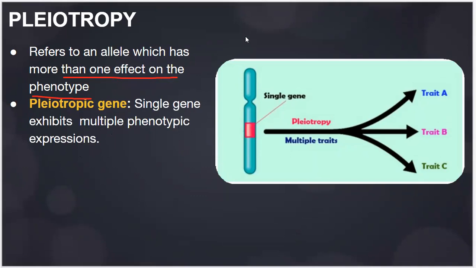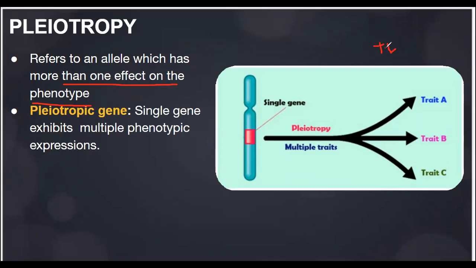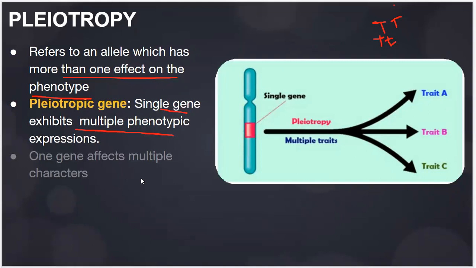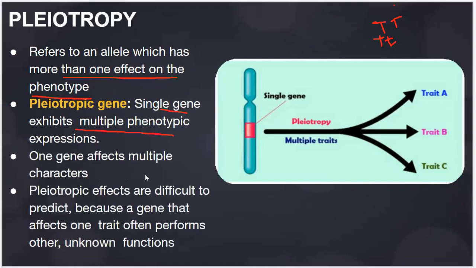Up till now, as regards Mendelian genetics, one capital T, let's say, in a hybrid condition or a homozygous condition, is responsible for giving only height to the plant, that is tallness or dwarfness. But here the single gene will give multiple phenotypes. What example we will see in a short while when we do the example. So pleiotropy refers to the gene giving more than one effect or showing multiple phenotypes. So one gene affects multiple characters.